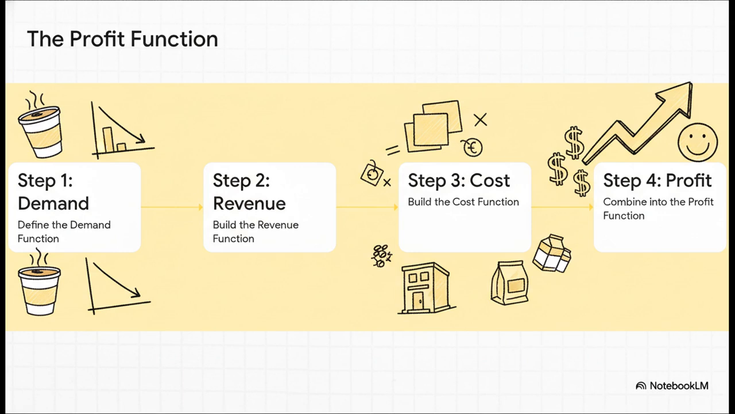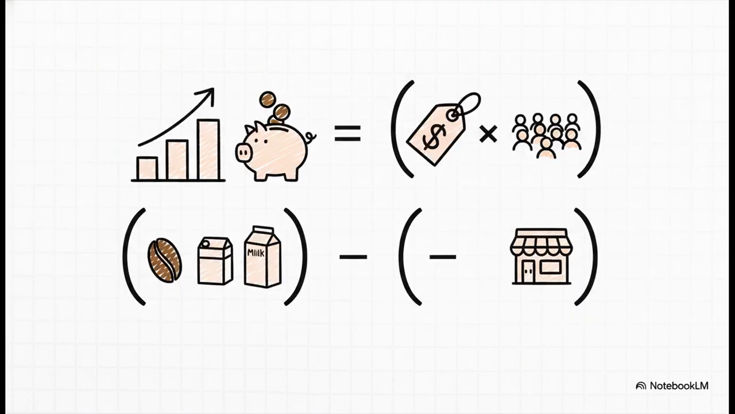First, we need a demand function. That's just an equation that predicts how many lattes we think we're going to sell at any given price. Next, we use that to build a revenue function, which is simply the price multiplied by the number of lattes we sell. After that, we have to build a cost function. And this has to include everything, our fixed costs, like rent that we pay no matter what, and our variable costs, like the milk and coffee for each individual latte. And then finally, we'll combine all of these pieces to create our single, all-important profit function. And this is what that function looks like conceptually. P(x), which is just profit as a function of our price x, equals our revenue minus our total costs.